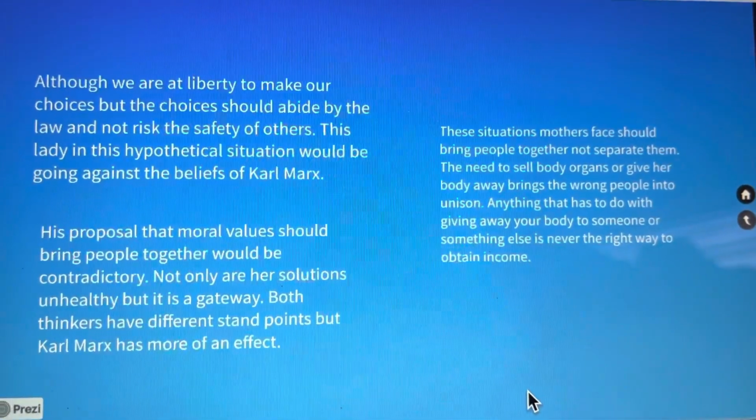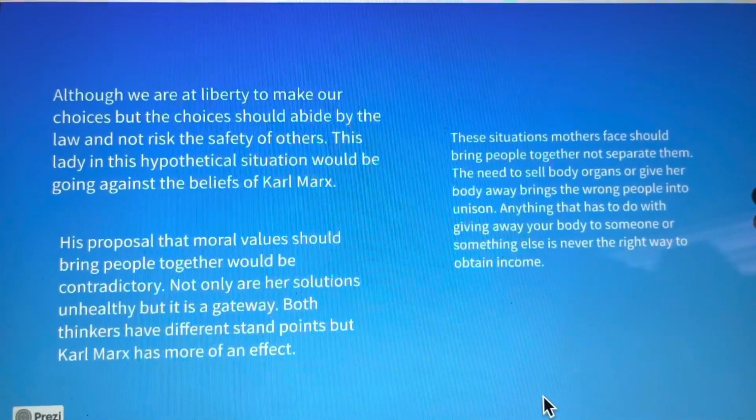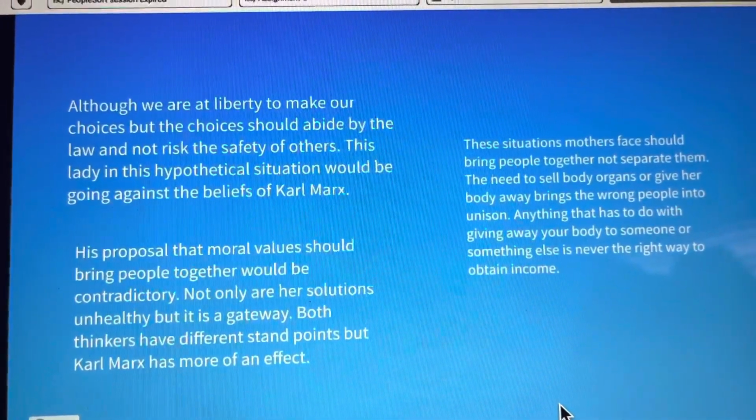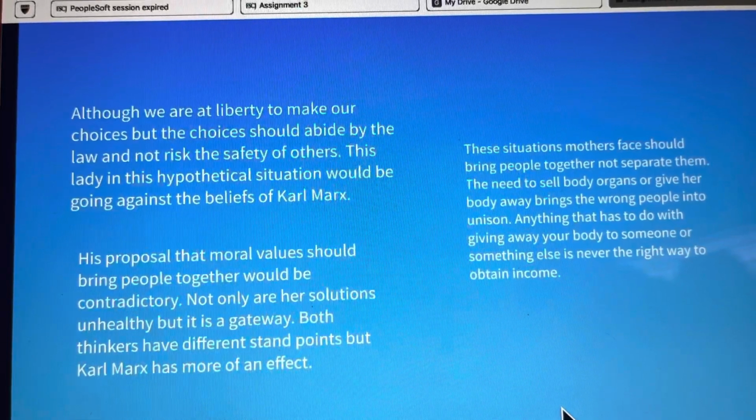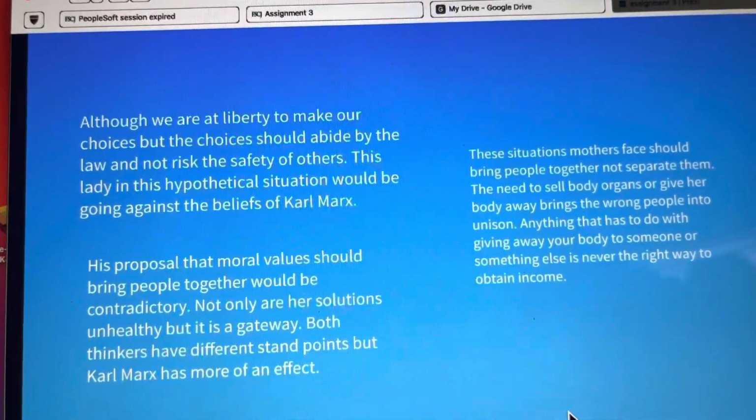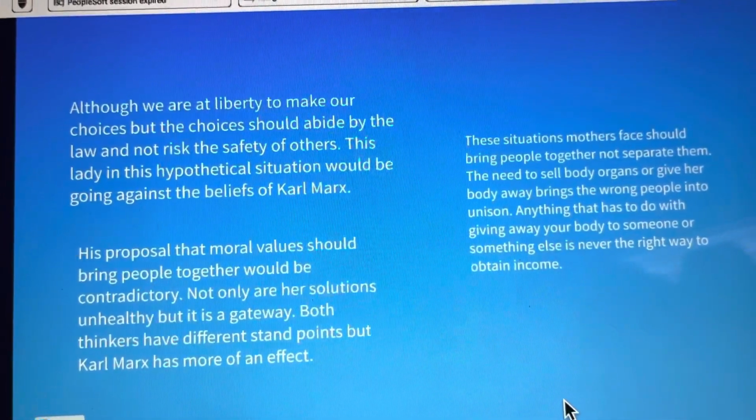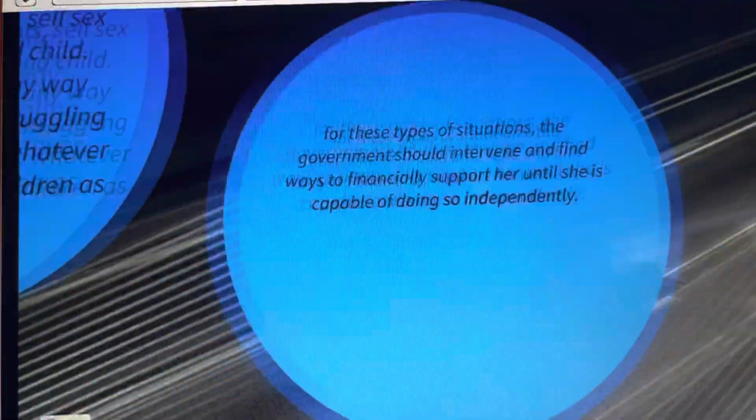These situations mothers face should bring people together, not separate them. The need to sell body organs or give her body away brings the wrong people into unison. Anything that has to do with giving away your body to someone or something else is never the right way to obtain income.